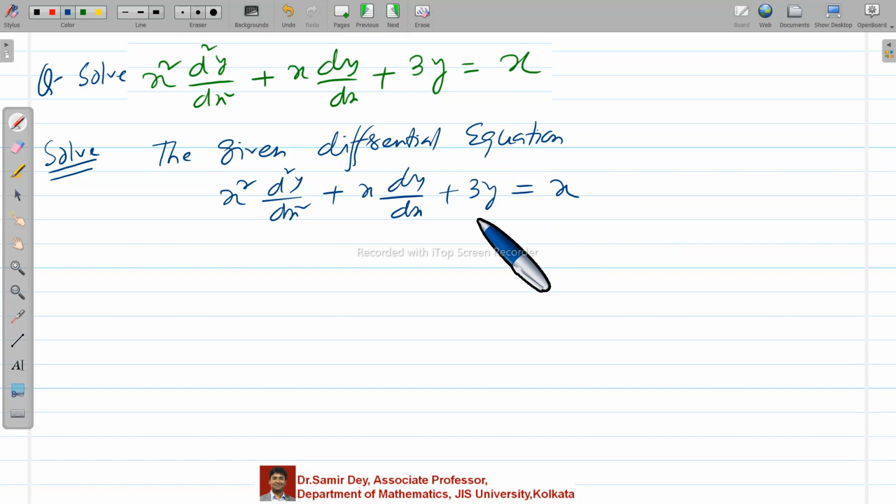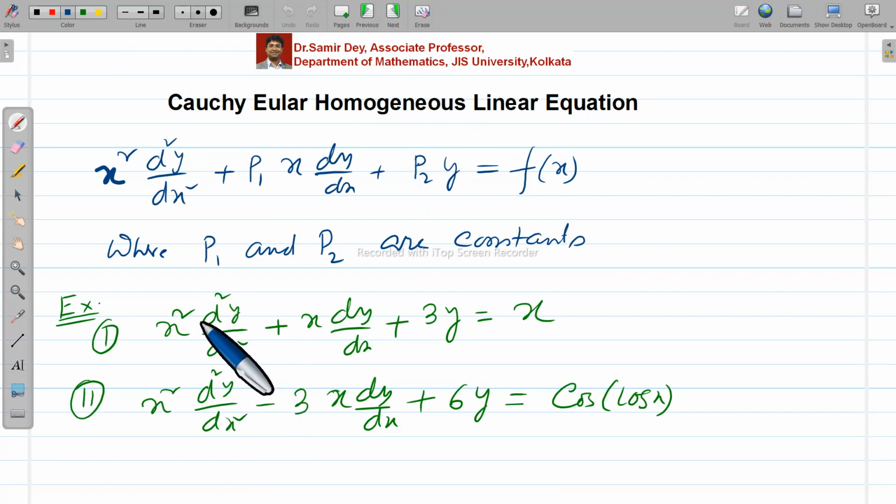Now you can see the beauty in this question. If I go back to the previous slide, you can see the double derivative has power of x squared, and the single derivative has power of x equal to 1; the same thing is here. So this is the process by which you can understand what type of problem you have in your question paper. If the order of the derivative and the power of x are the same, then you may consider it a Cauchy Euler homogeneous linear equation. Now try to solve it.